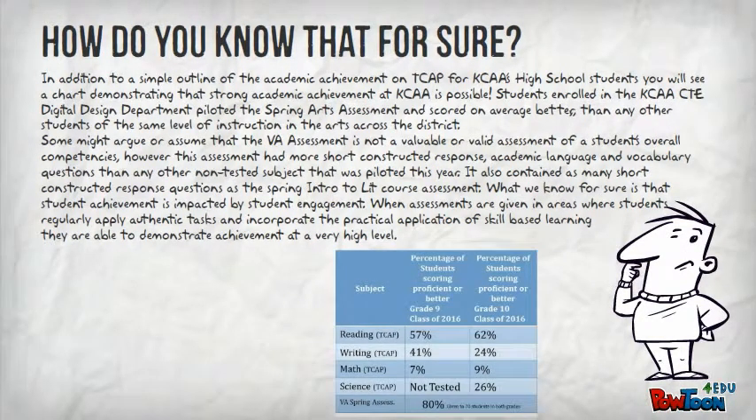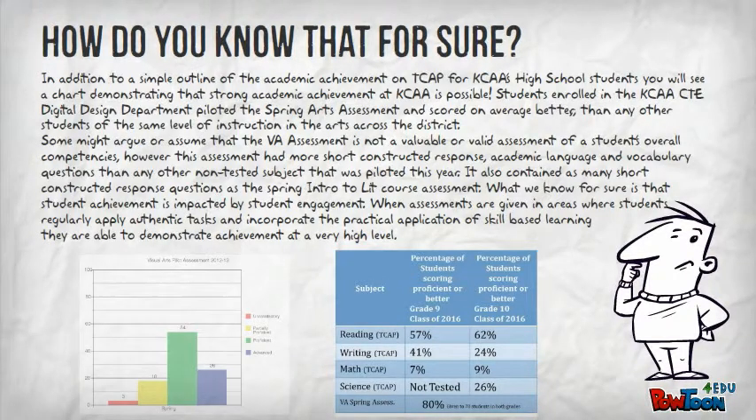In addition to a simple outline of the academic achievement on TCAP for KCAA high school students, you'll see a chart and information demonstrating that strong academic achievement at KCAA is possible. Students enrolled in the KCAA CTE Digital Design Department, of which there are about 70 kids in total, piloted the Spring Arts Assessment and scored, on average, better than any other students of the same level of instruction in the arts across the district.